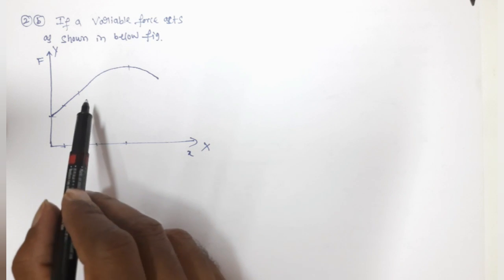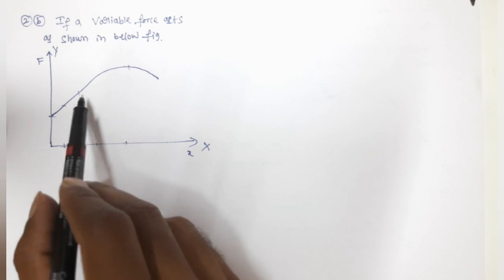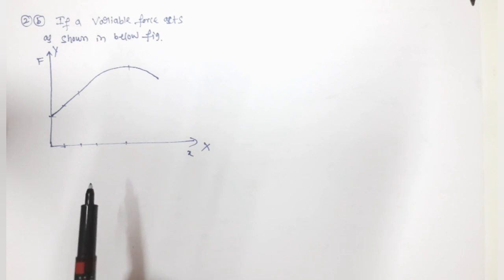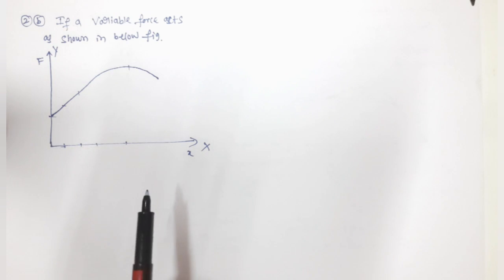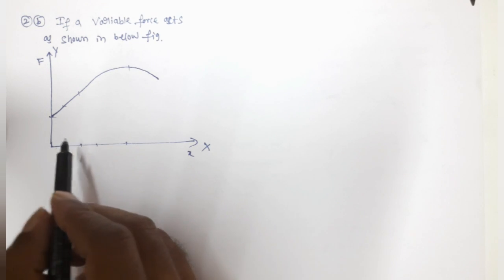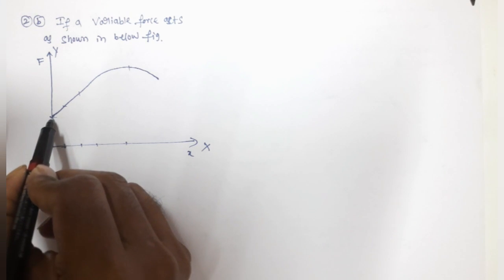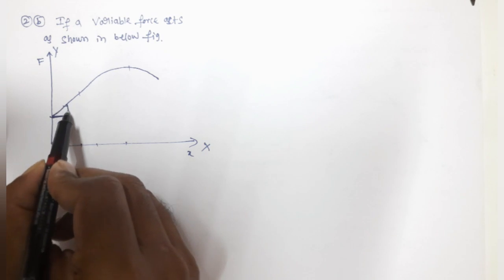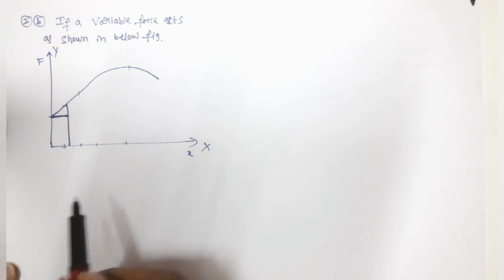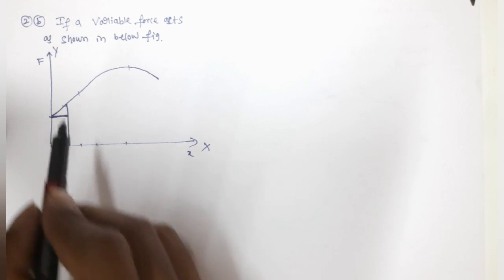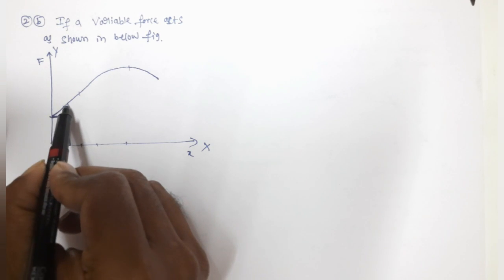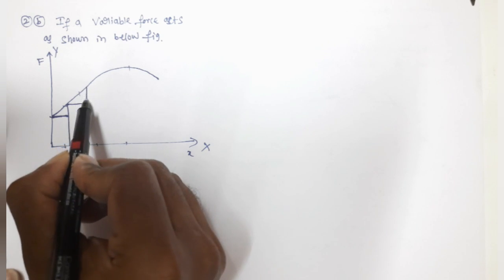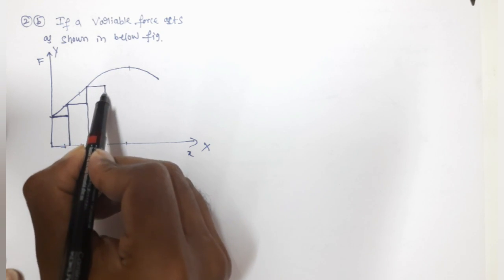If it is a straight line, we may get a rectangle or triangle. It is easy to find the area. But in this case, we follow a procedure to find the whole area. What we do is, we divide the whole area into small strips. We take a strip like this. So this is one strip, and from here to here I take another strip, and from here to here I take another strip.